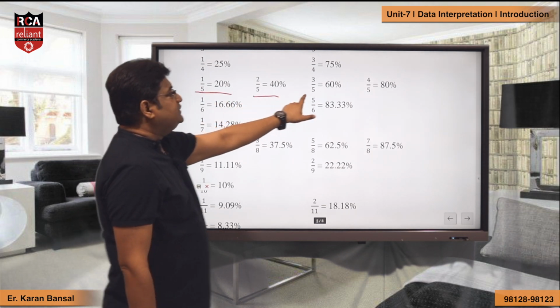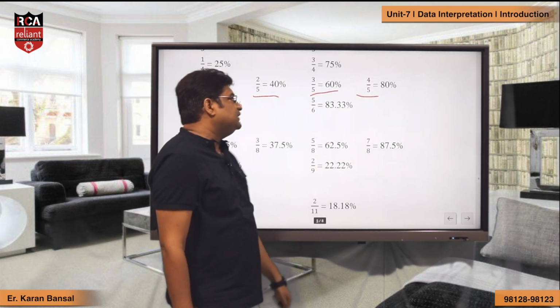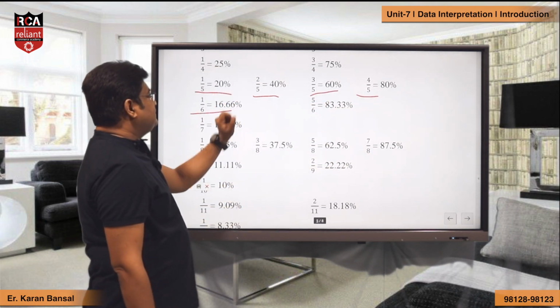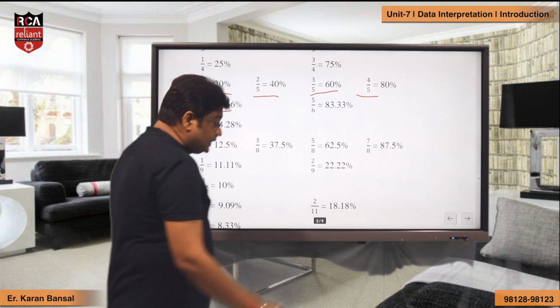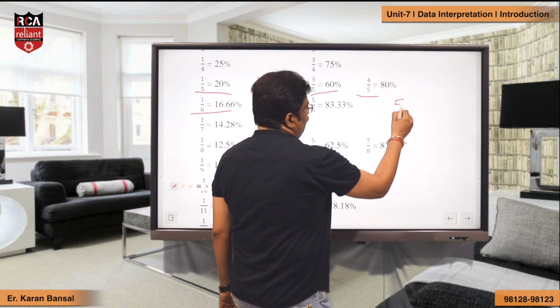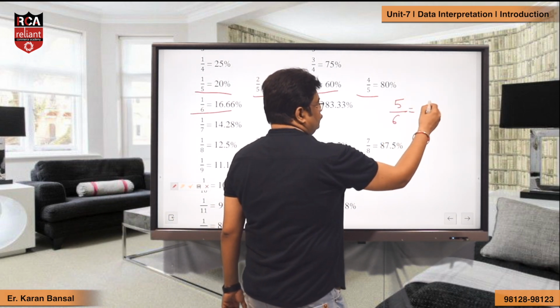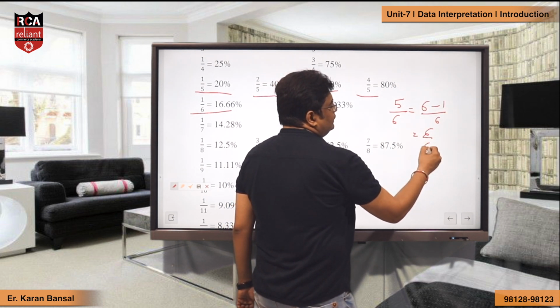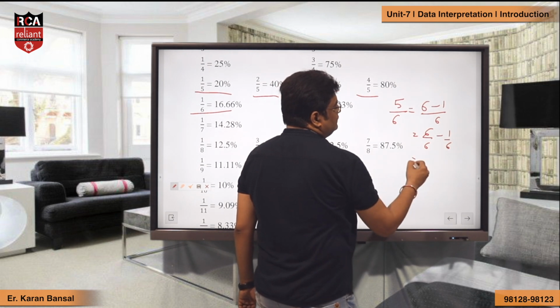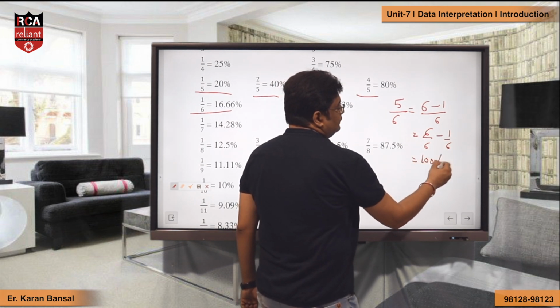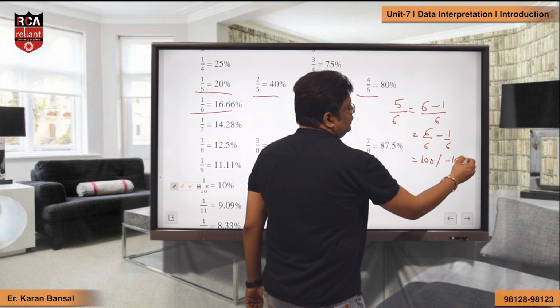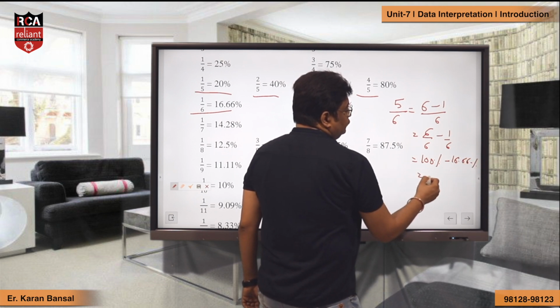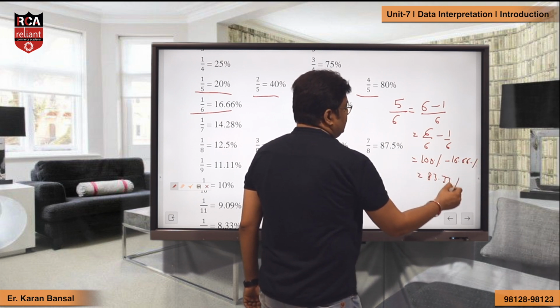2 by 5 is 40, 3 by 5 is 60, 4 by 5 is 80%. Then 1 by 6 is 16.66%. Let me add how we found 5 by 6. The best method to find 5 by 6 is this: divide it further and you get 6 by 6 minus 1 by 6. This is 100% minus 16.66%, so you'll be left with 83.33%.